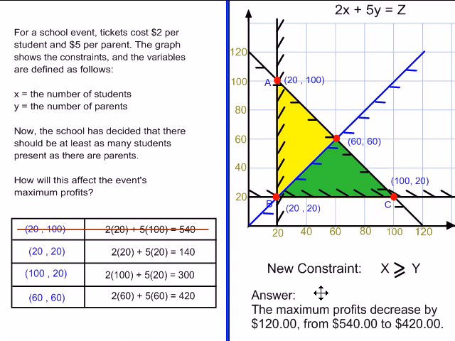You have to say what the effect was. The maximum profits have decreased by $120 from the old answer of $540 to our new answer of $420. And this will be achieved by inviting 60 students and 60 parents to the event. This is what you do when you're given a problem where a new constraint has been added partway through the situation.